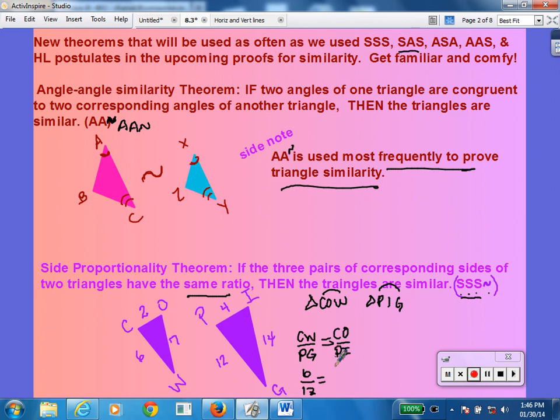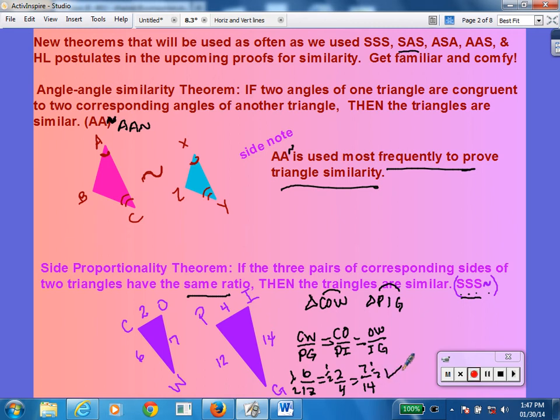And that measurement is 2 to 4. So I got 6 to 12, which reduces to a half, and 2 to 4, which reduces to a half. And the last pair, OW, corresponding to IG, and that measurement is 7 to 14, which reduces down to 1/2.